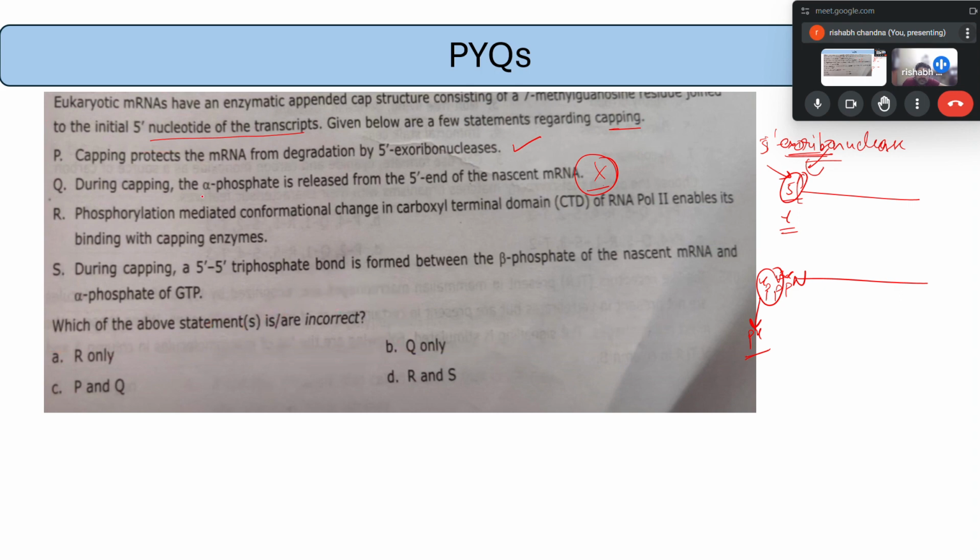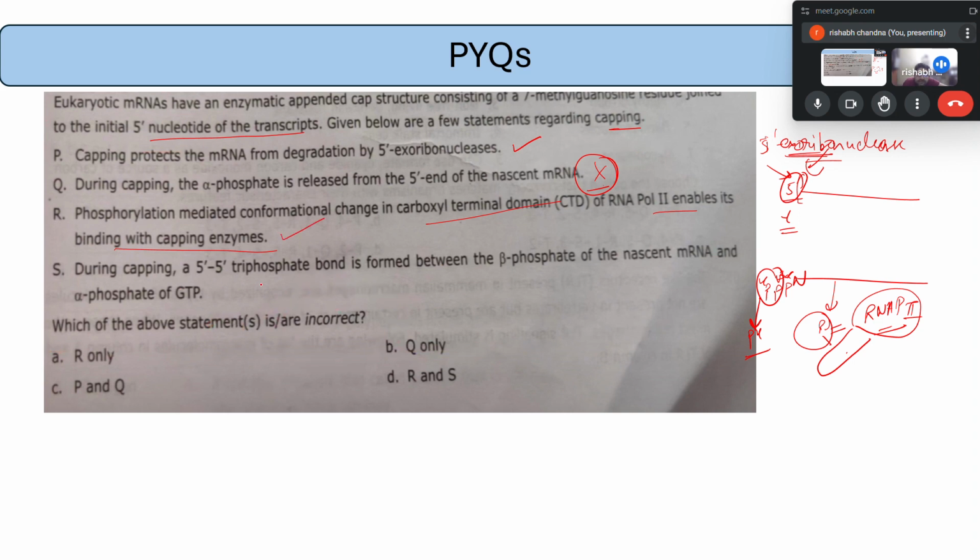Then: phosphorylation-mediated conformational change in the carboxy terminal domain of RNA polymerase 2 enables its binding with the capping enzyme. Yes. What happens when capping needs to be done? The carboxy terminal domain of RNA polymerase 2 is phosphorylated. Thus, it recruits all the capping enzymes, that is guanylyl transferase and all the proteins involved in capping. So this leads to a conformational change in RNA polymerase 2. So this option is correct.